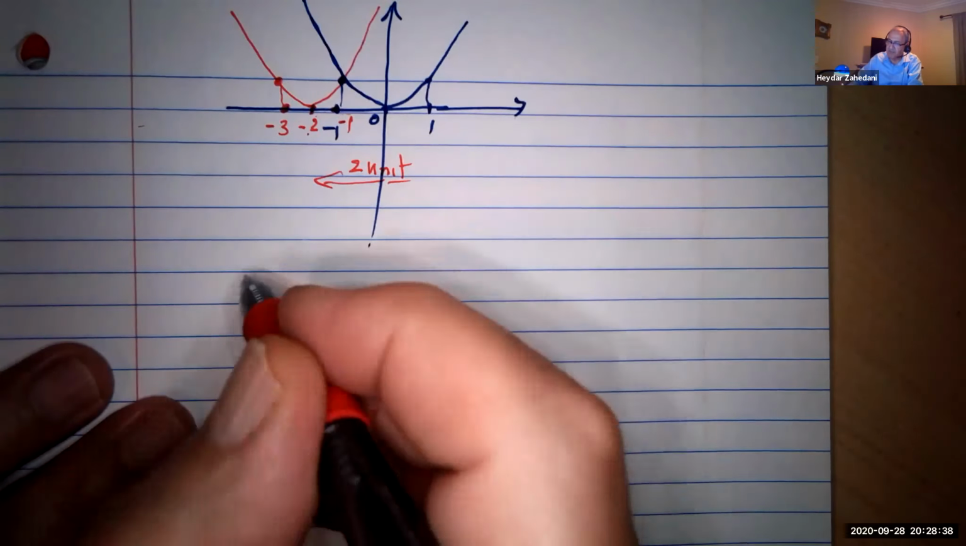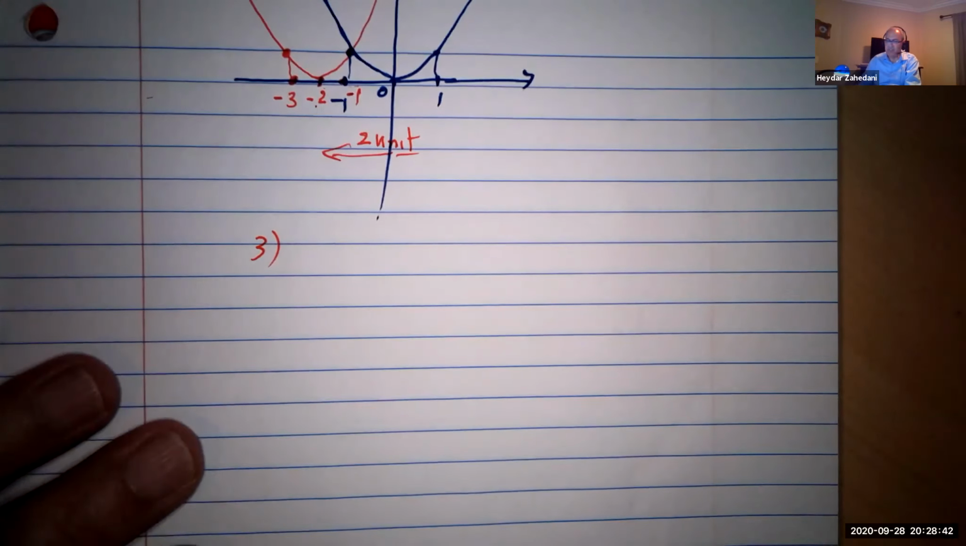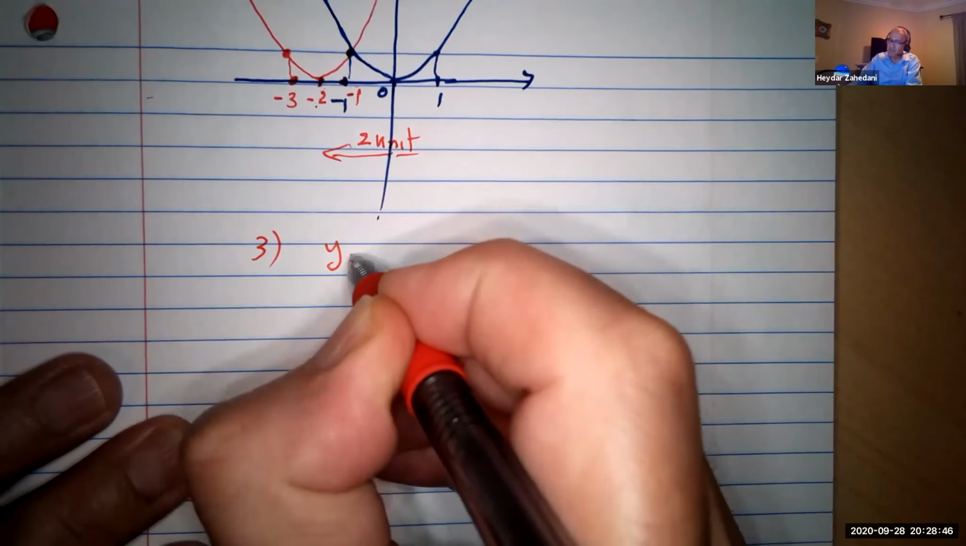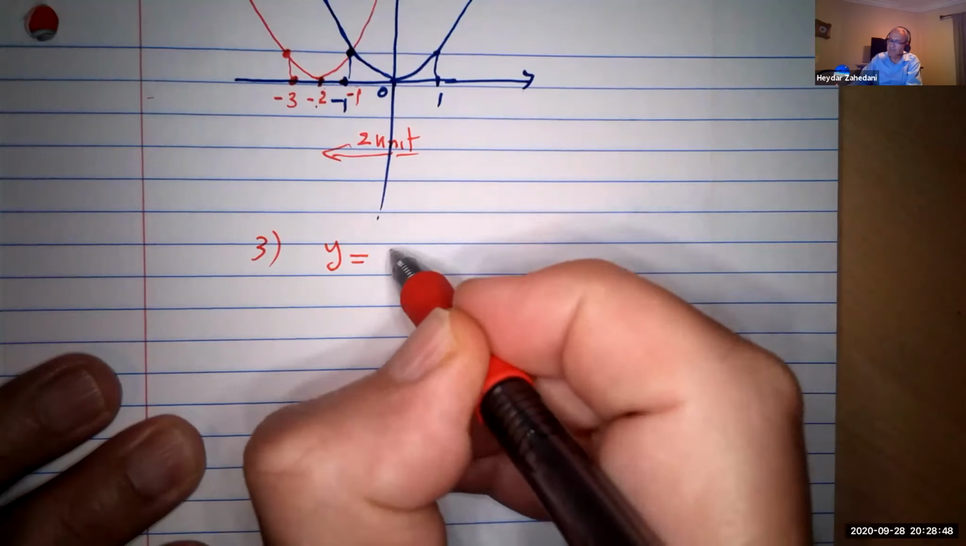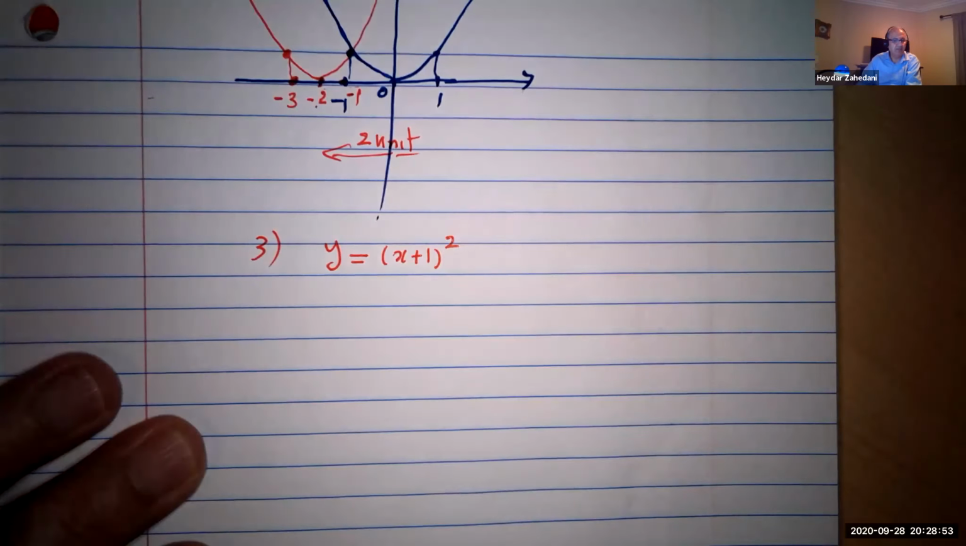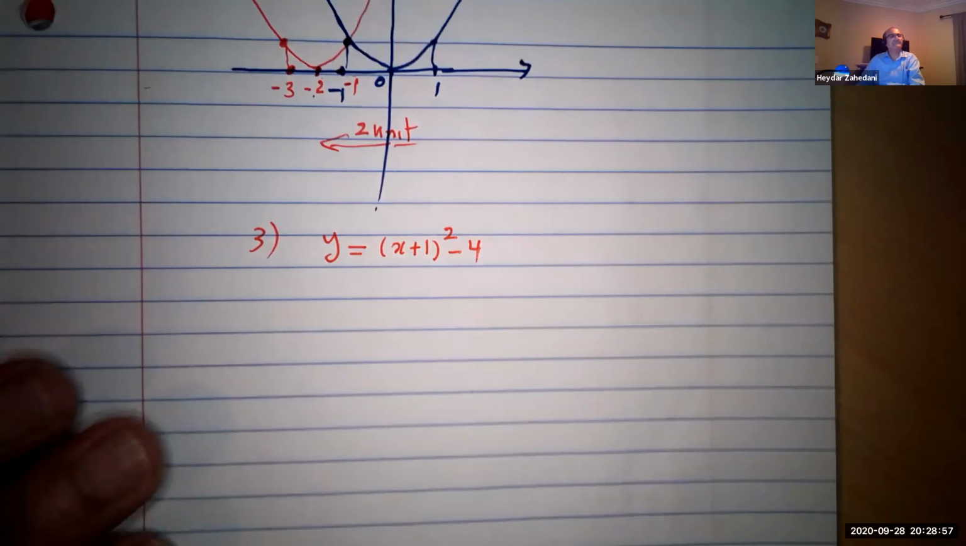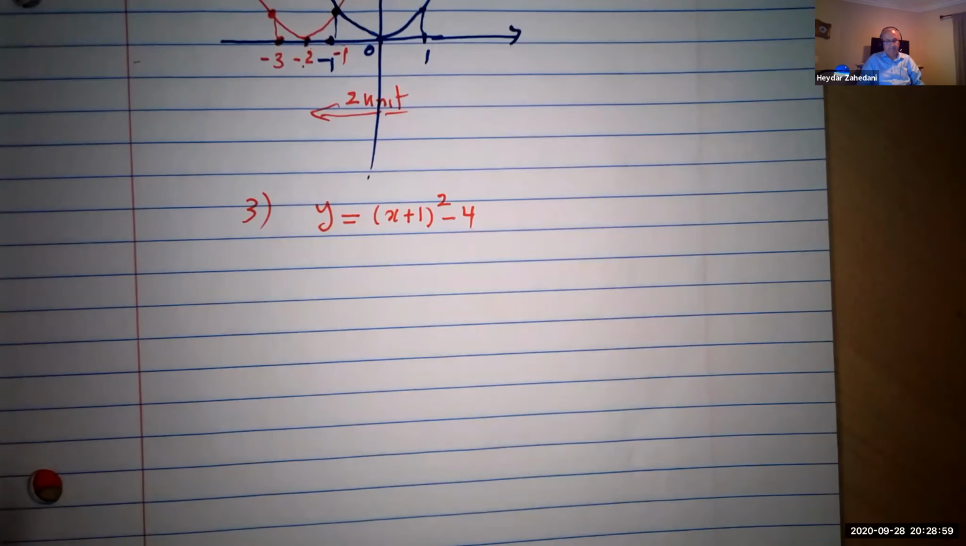Now we have number three. Number three is going to be interesting. So how about graphing this one? y equal to (x plus 1) all squared, minus 4. Let's see how we're going to graph this one.